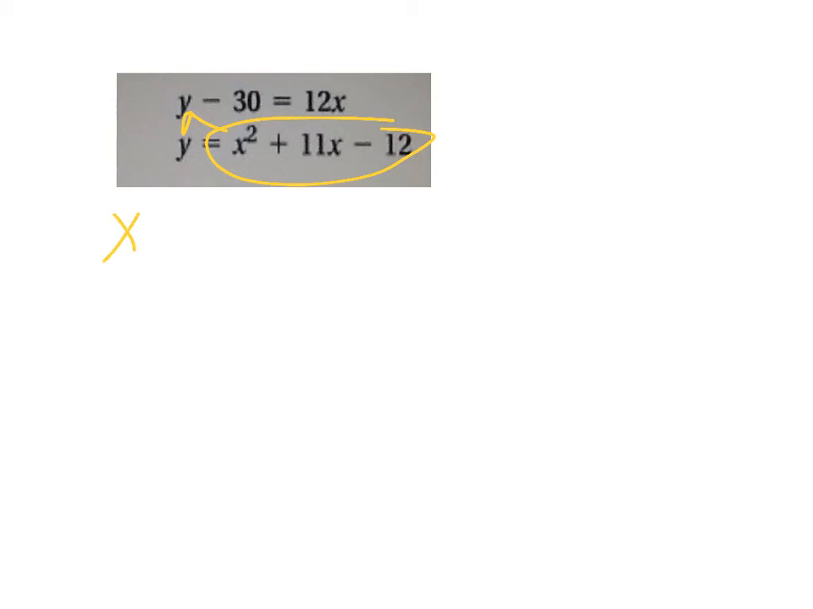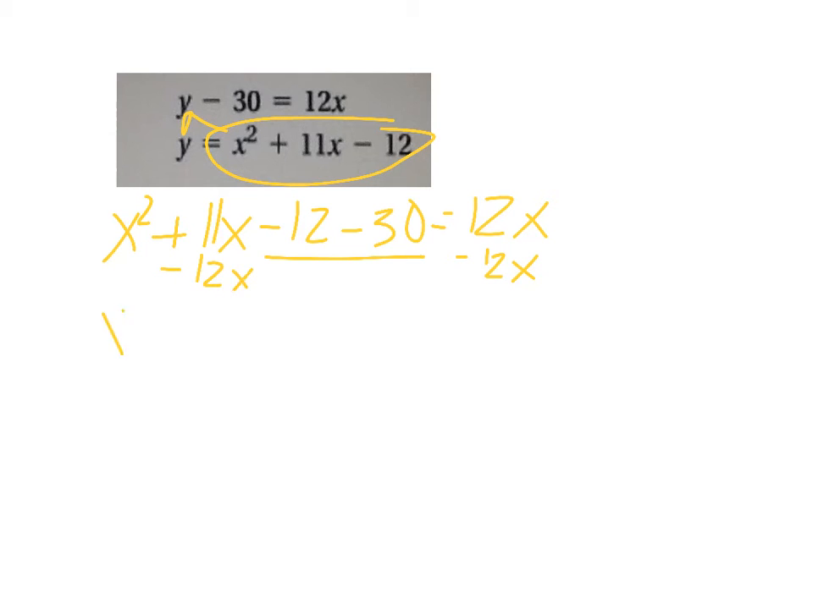So that gives me x squared plus 11x minus 12 minus 30 equals 12x. I will be combining on this side, those two, as well as subtracting 12x on both sides. So that gives us x squared minus x, because 11 minus 12 gives us a negative 1, and negative 12 minus 30, same sign, add and take the sign, that leaves us with negative 42, and that's all equal to 0.